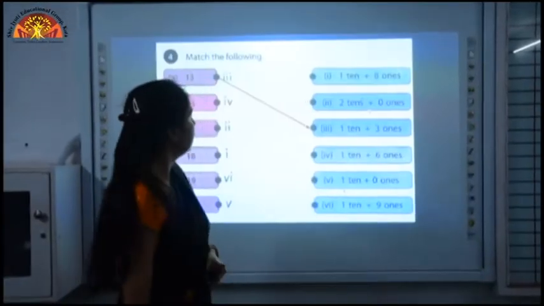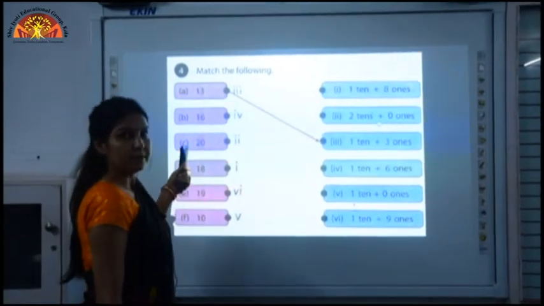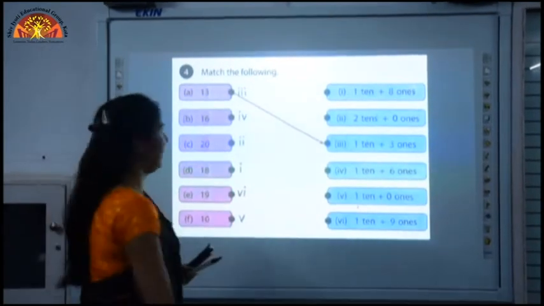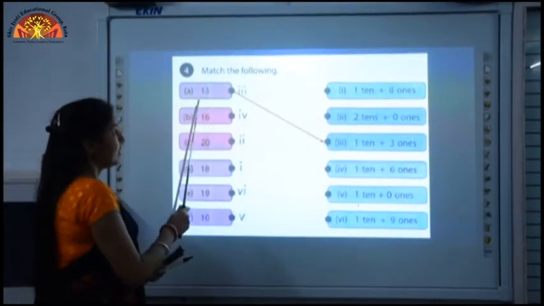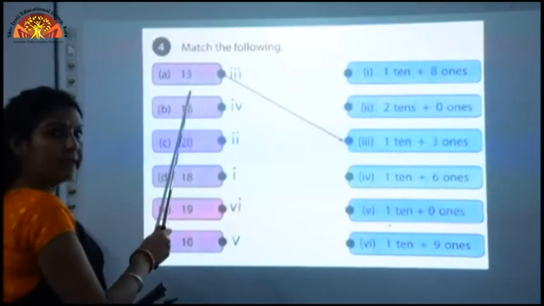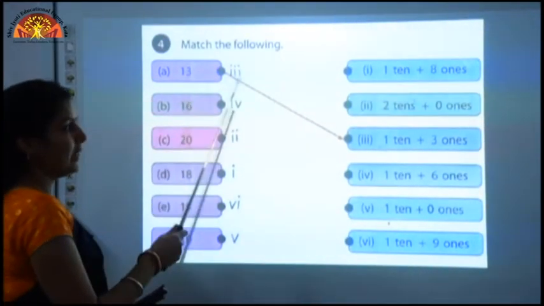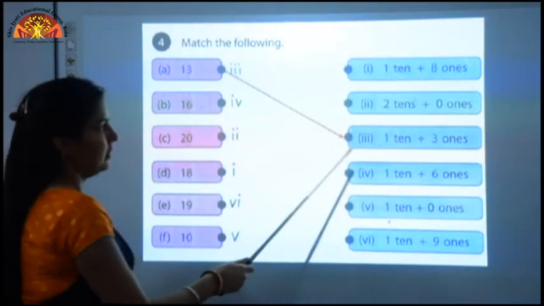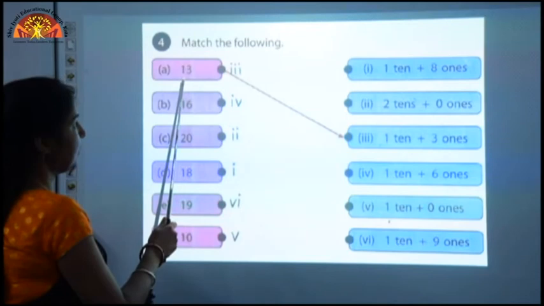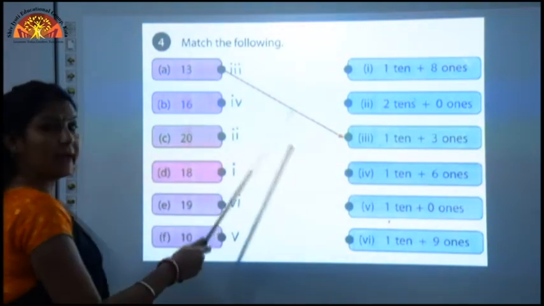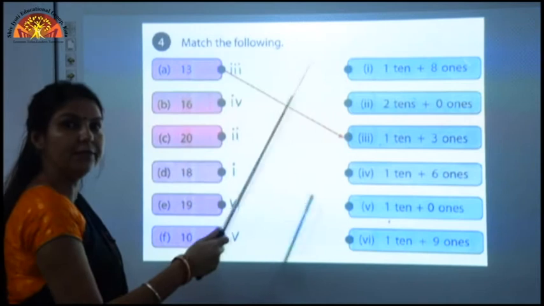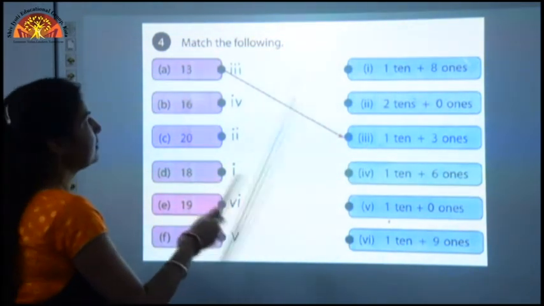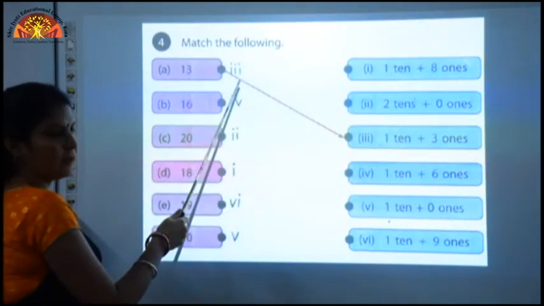Now, this is the same question which we have discussed just now. Match the following. What is written here? 13 is written here. We have to match 13 with its places which are given here. Here 1 is at tens place and 3 is at ones place. So we have to find 1 ten and 3 ones here. It is written at the third number. So we will write 3 here in front of 13.